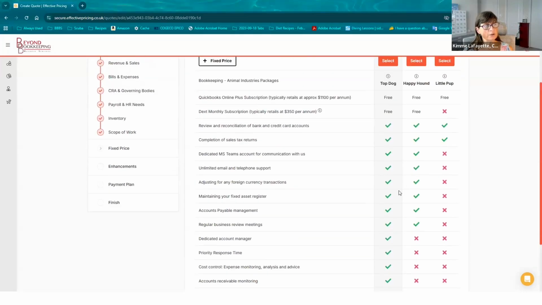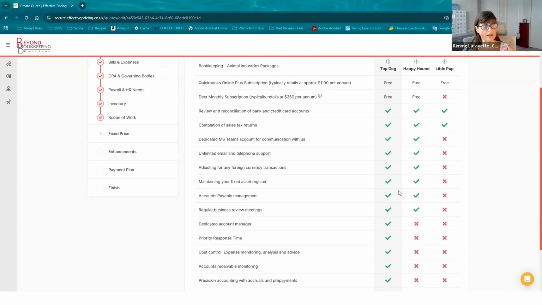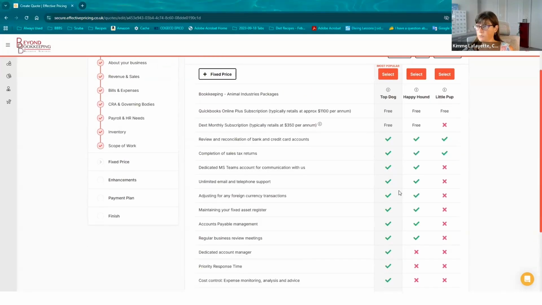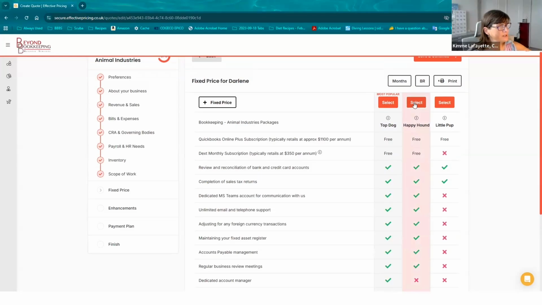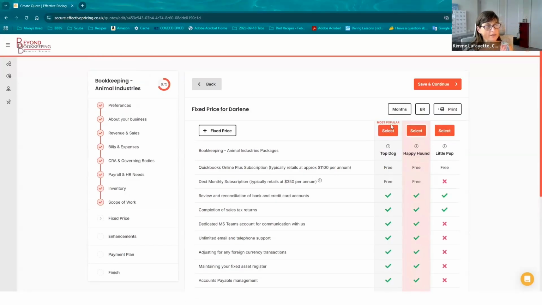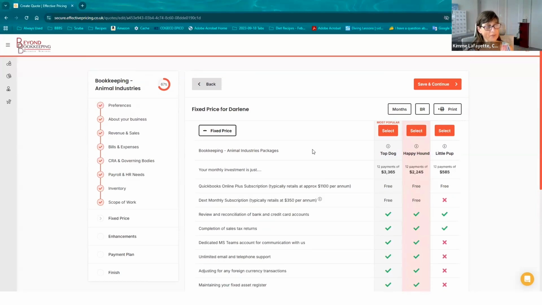So seeing what's included in each of the packages, Kate, which one do you think would best suit what you're looking for? Let's go with the middle package. Okay, so I'm just going to click select on that for now, just so it highlights it and makes it easier to stand out. I do have this little most popular button here because I find most people do like to choose the top dog package and have everything taken off their hands for them. But let's look at what your prices will be.